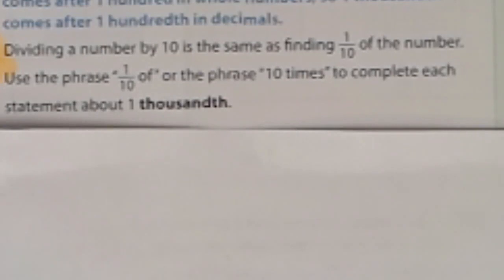So the first problem that we're going to go over is actually on page 122. You should have your workbook in front of you following along. If you have mistakes, you need to correct them, and if you miss something, you need to email me if you don't understand why. So the first one is page 122, problem 8. Problem 8 says dividing a number by 10 is the same as finding 1/10 of a number. Use the phrase 1/10 of or the phrase 10 times to complete each statement about 1,000th.